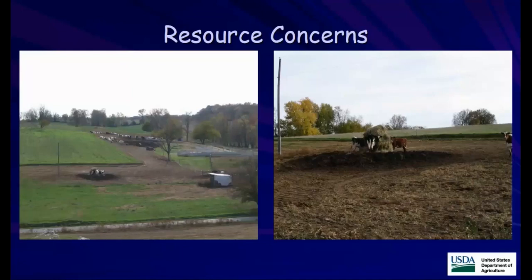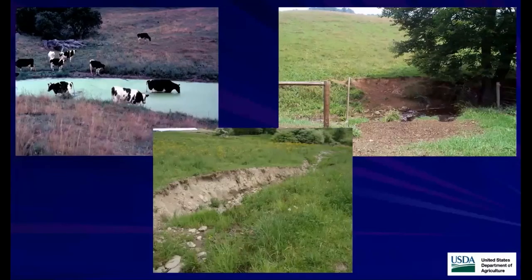I always look at this picture on the top left and wonder, what dairy farmer would want their cows wading around in green algae, because there's a lot of animal health concerns with that. But anyway, stream crossings, trying to get animals to only cross a stream in one location and develop it to the point where it's not causing soil erosion is a resource concern.